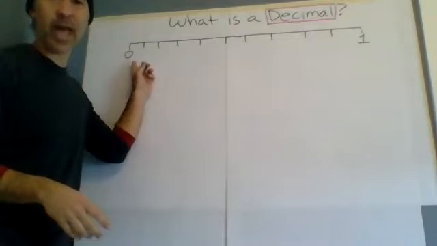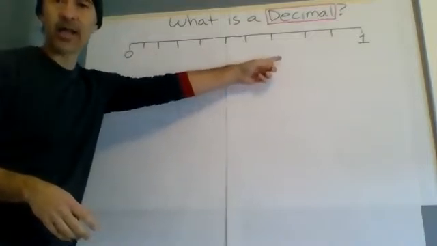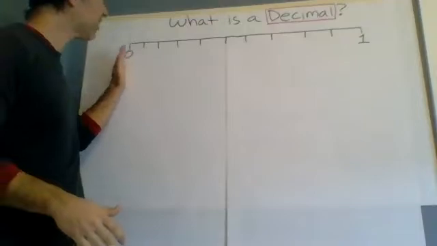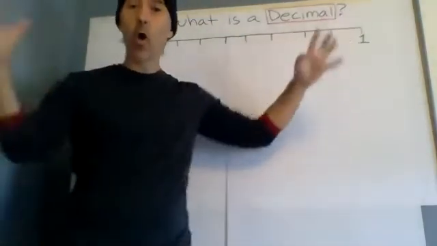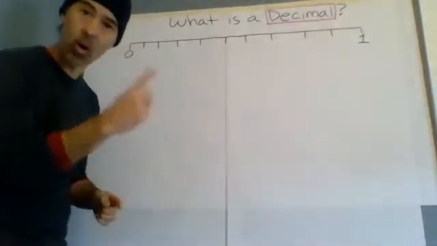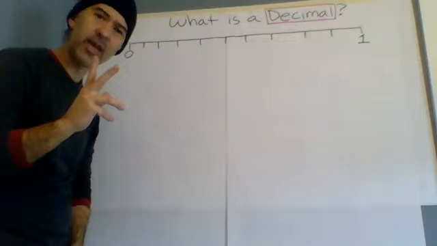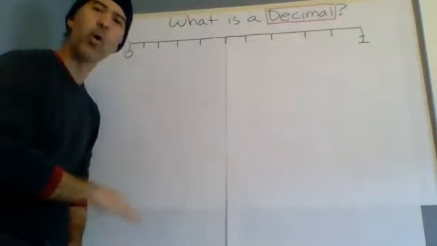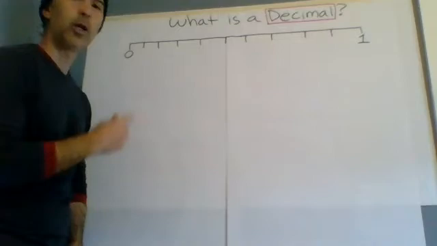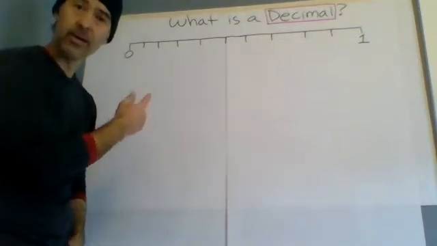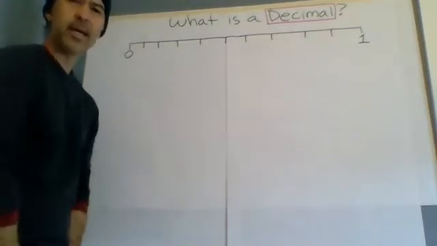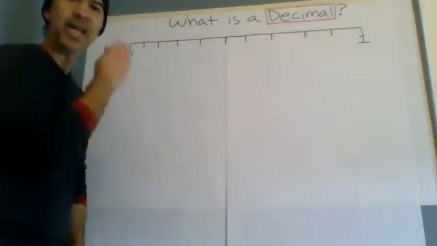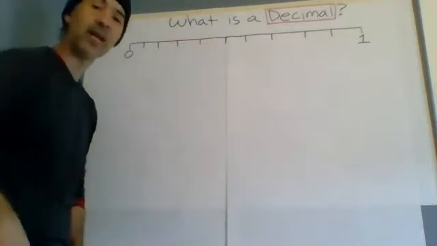So I want you to look at this number line that I've drawn. This number line represents my whole. It represents one whole. So I want you to think of your fractions, think of your understanding about wholes and fractions. Look at my number line, my whole. How many parts do you see? How many equal parts do you see in my whole?